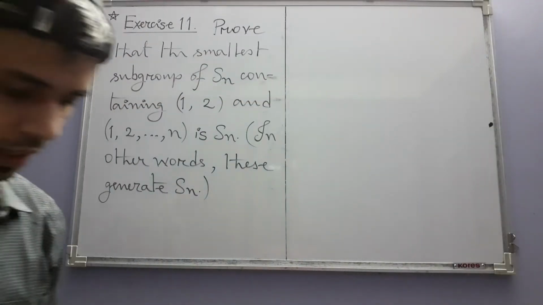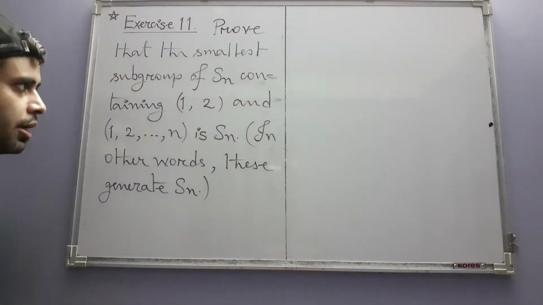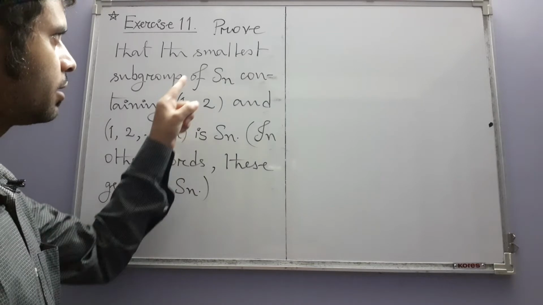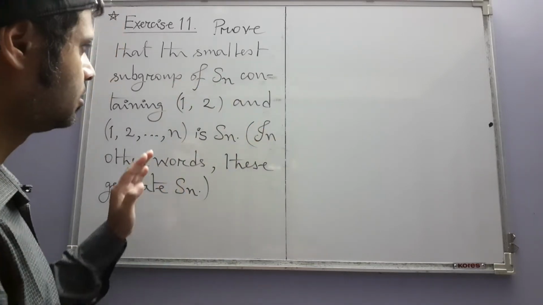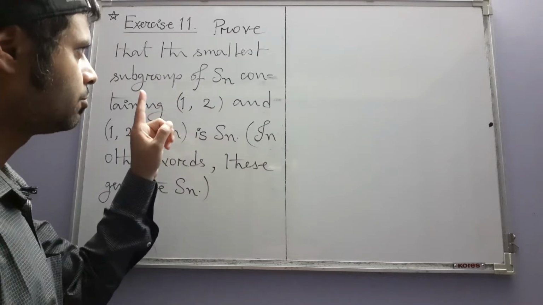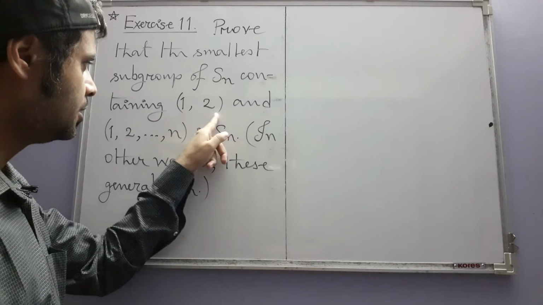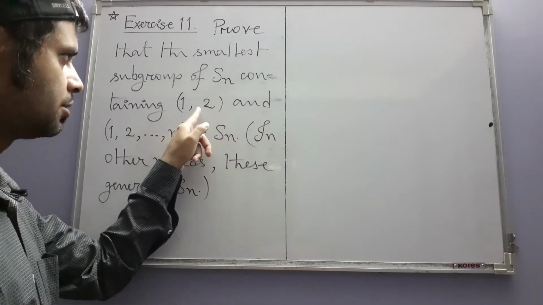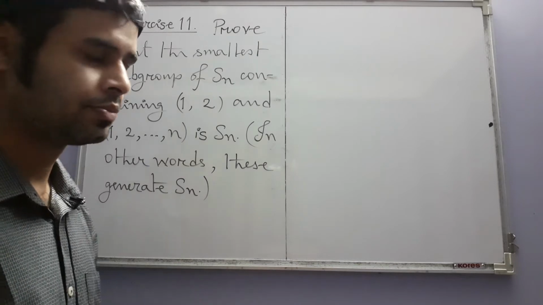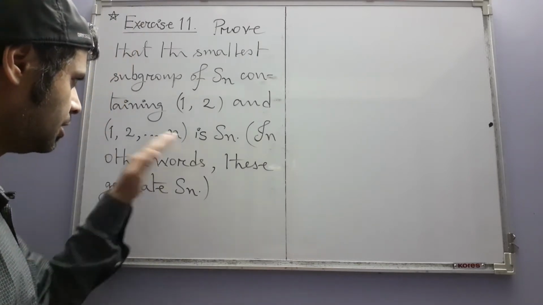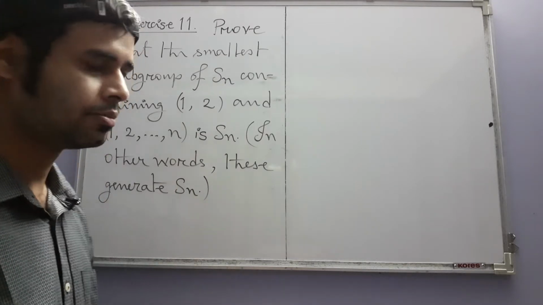Okay, so the next one is exercise 11, and in this one we have to prove that Sn, of course, the symmetric group of degree n. Now in this we have to prove that the smallest subgroup that contains these two permutations, this 2 cycle and this n cycle, is Sn itself. In other words, these two permutations generate the entire group Sn.